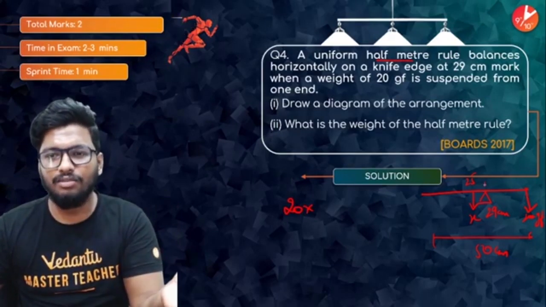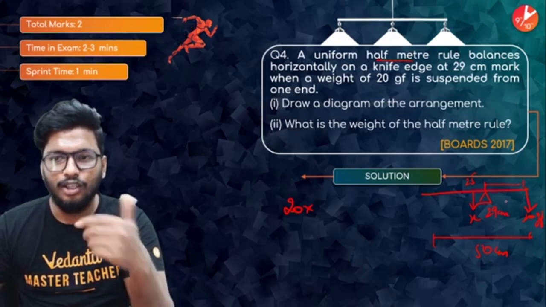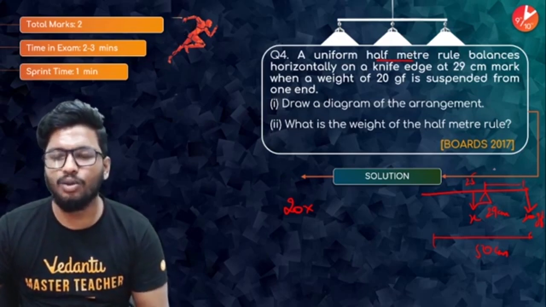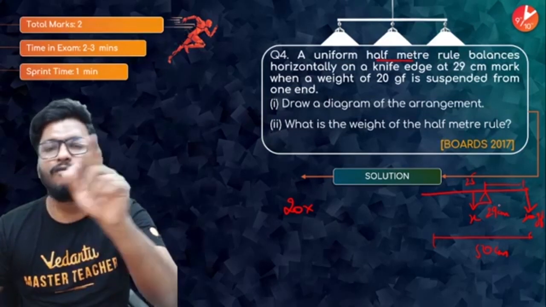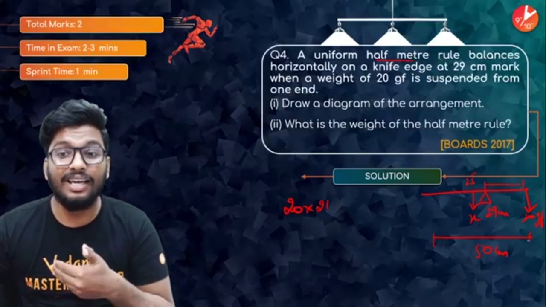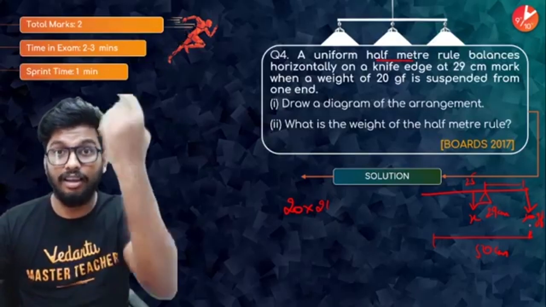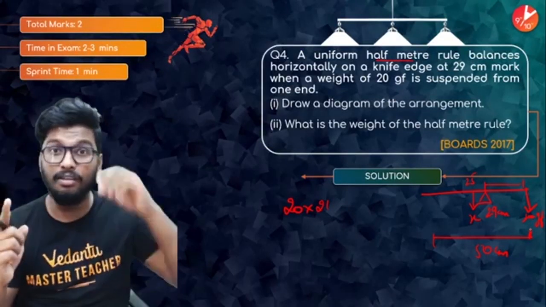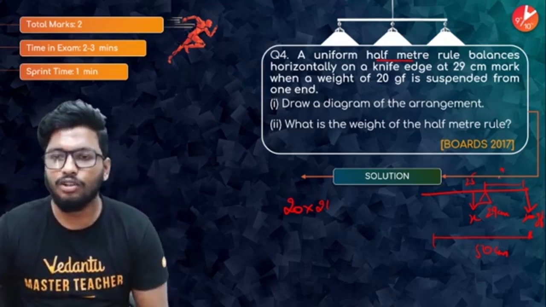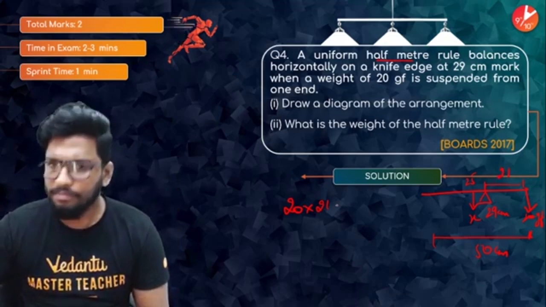So you have to take the distance from the center to this point. So 20 into what is the distance? This distance is 50 minus 29, which is nothing but 21. Why 50 minus 29? Because the scale is balanced at the 29 centimeter mark. So from the center, what is the distance? It will be 21 centimeter. So this distance is 21 centimeter. So it will be 21.